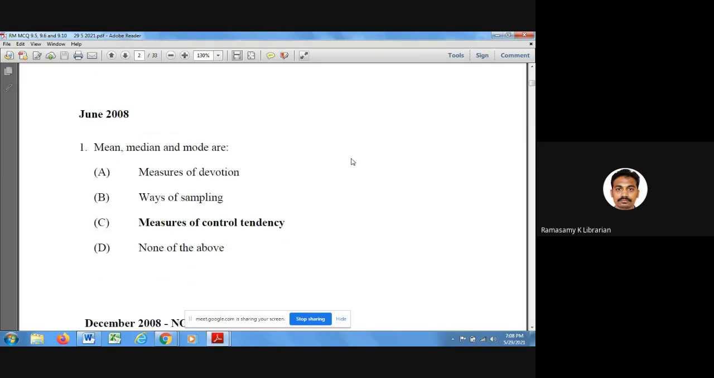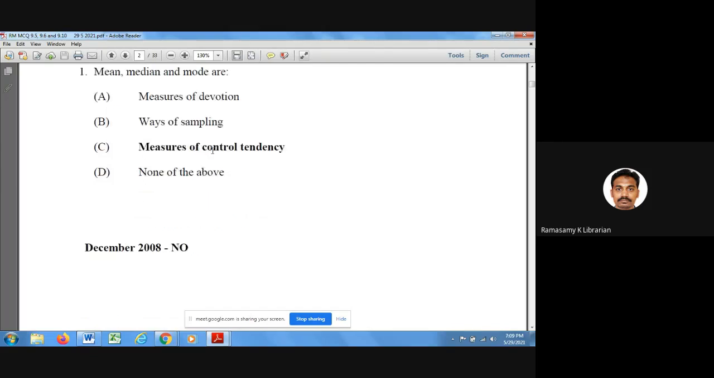June 2008: mean, median, and mode are measures of central tendency. Because mean, median, and mode, all these 3 values give the summary of the distribution. If you have collected data from some 20 students or 1000 students, you can find out a single score by which you can express how the data is centering around the middlemost observations of your data. So mean, median, and mode are all measures of central tendency.